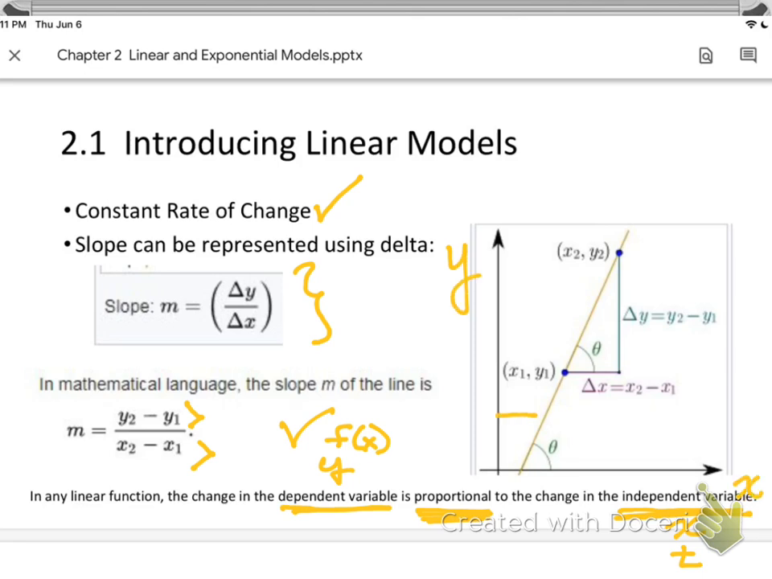Here is a linear function. We can see you kind of build a triangle. The triangle helps us determine the slope. We can get the slope using this equation, and you can get the length of this distance from here to here using Pythagorean theorem. Okay, so that's the whole introduction to the linear models. So let's go on to the next slide.